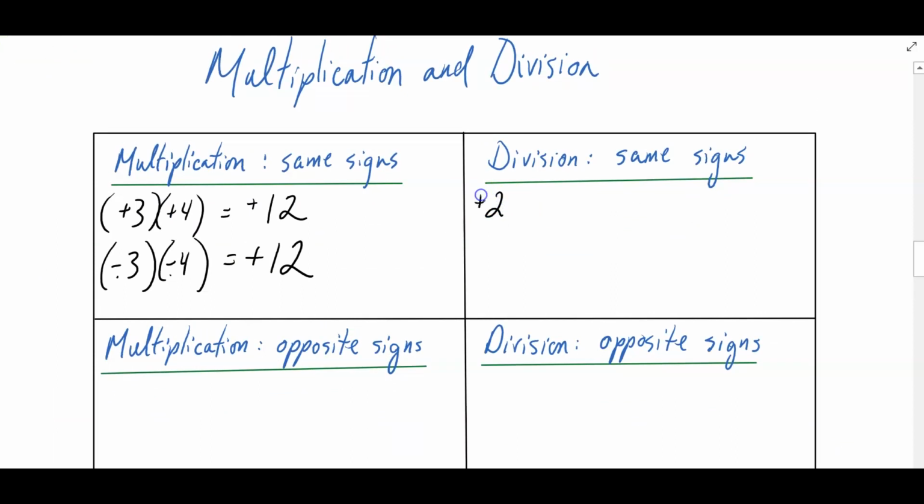So let's see. Positive 20 divided by positive 5. And that is division with the same signs. It should be positive 4. The same with negative 20 divided by negative 5. Negative divided by a negative, they cancel each other out, become positive.